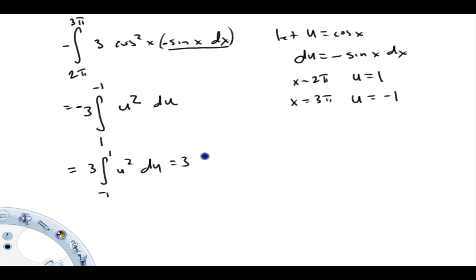And the antiderivative of u squared is u to the third over 3. And again, that's evaluated from minus 1 to 1. So this is going to equal, now this is kind of nice, those are going to reduce. So we put in our top limit, 1 cubed, minus, we'll put in our bottom limit, which is minus 1 cubed. That gives us 1 plus 1, which is 2.